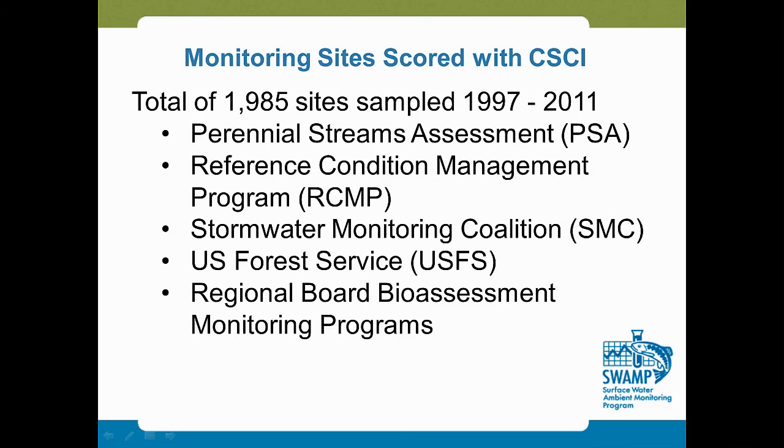All right, so as far as the map, we have a total of almost 2,000 monitoring sites that have been scored with the CSCI, and they were sampled from 1997 through 2011. These sites were collected through various bioassessment monitoring programs, such as the Perennial Streams Assessment, the Reference Condition Management Program, the Stormwater Monitoring Coalition, the U.S. Forest Service, and various regional board bioassessment monitoring programs too.